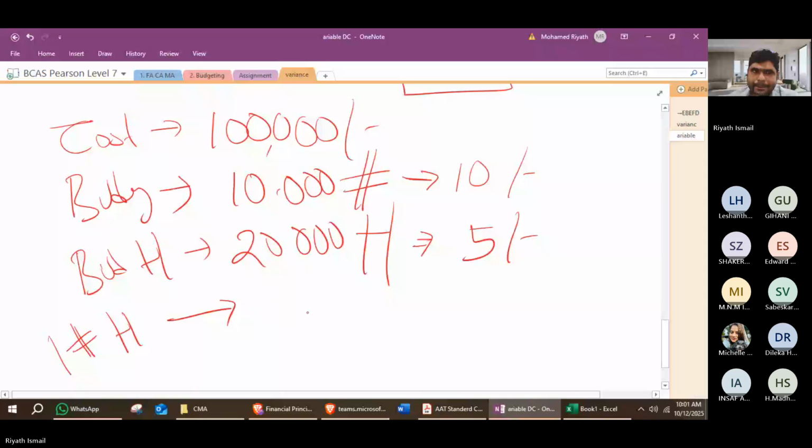Simply, right? 20,000 hours for 10,000 units. Then for 1 unit, how many hours does it require? 2 hours, no? So we need 2 hours. Am I right? Clear?